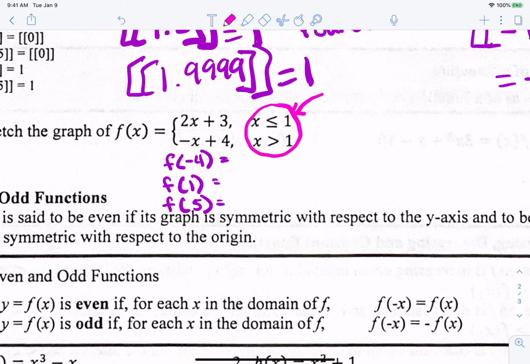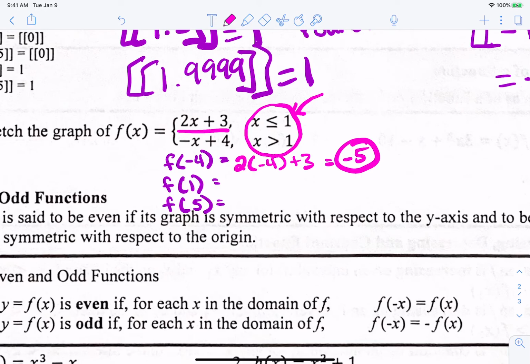So which one does -4 fit into? The top one or the bottom one? Is he less than 1 or greater than 1? Less than 1. So I'm going to plug him into the top. So 2 times -4 plus 3. That is -8 plus 3, -5.